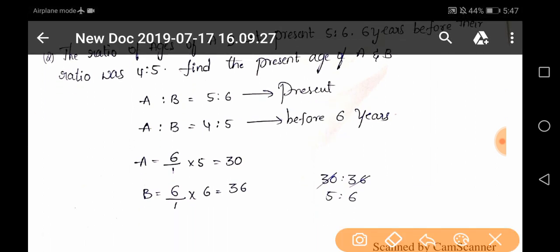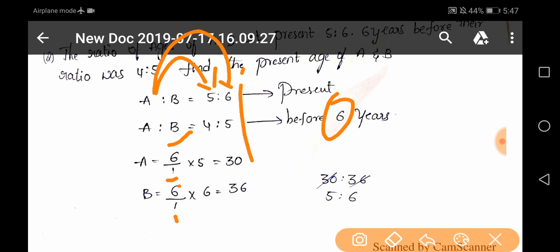See, for before 6 years or after 5 years, that will be there on the top, and the difference between them will be there in the numerator. So 5 minus 4 is 1, and into A's ratio we have to find out, it is 5, so 30. And for the other one, 6 and 5, what is the difference? 1, and into B's ratio is 6. So it is 30 is to 36.